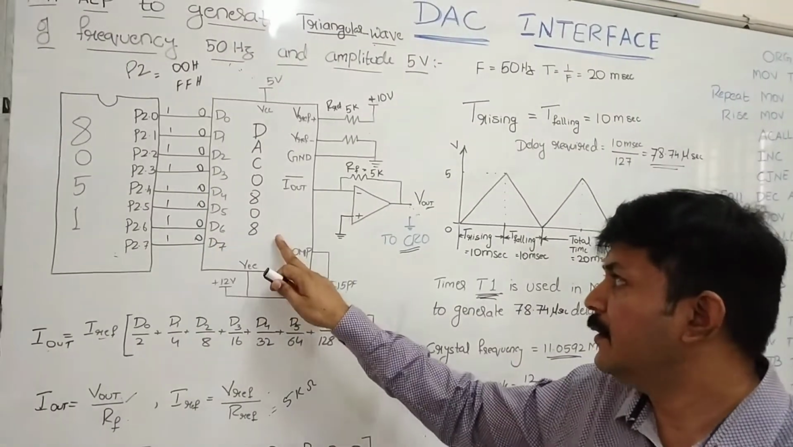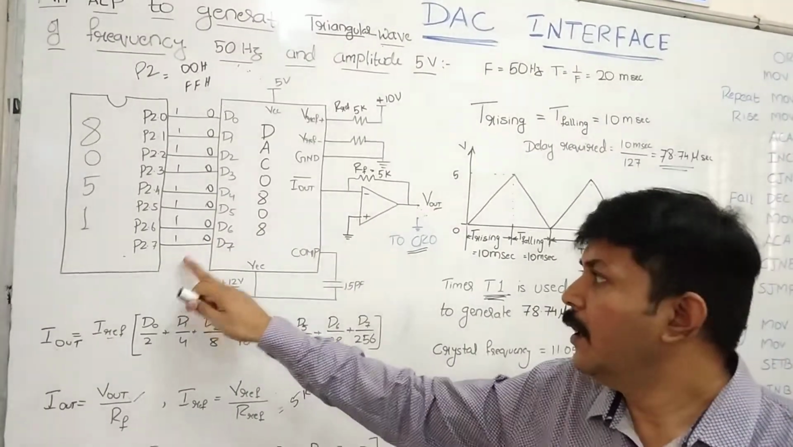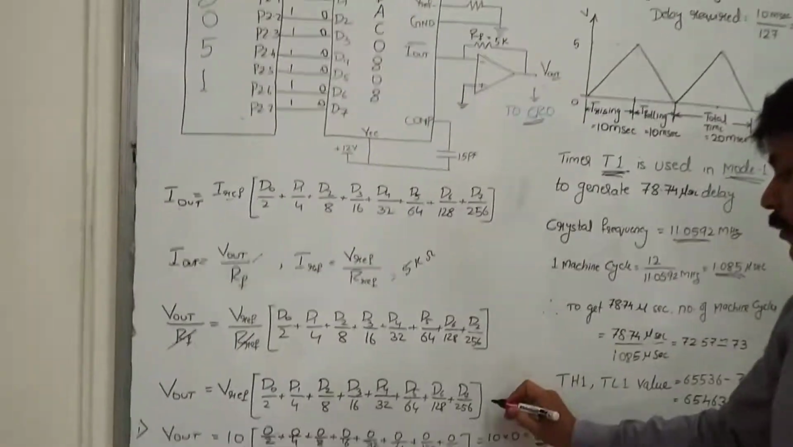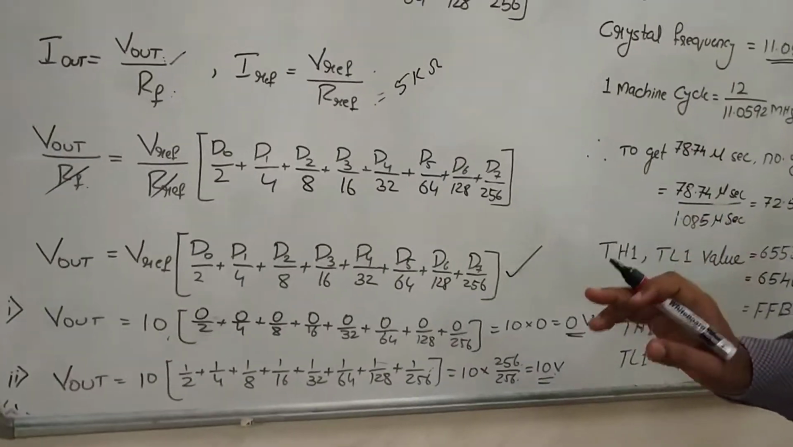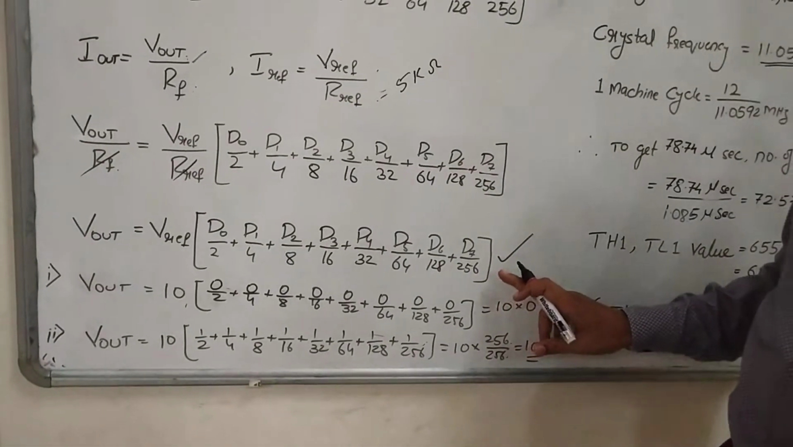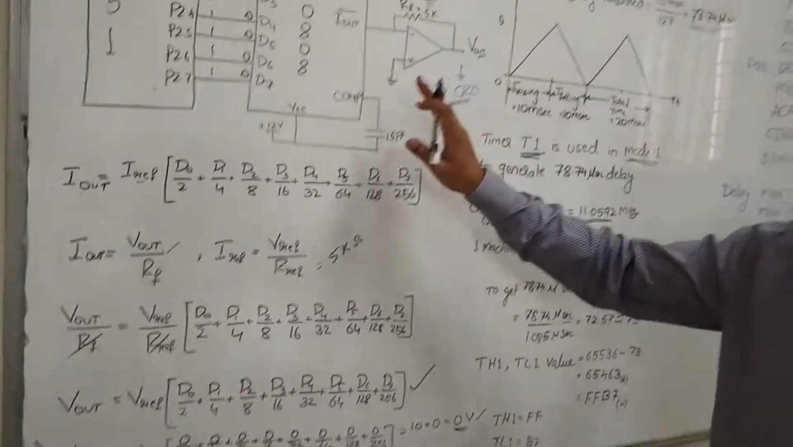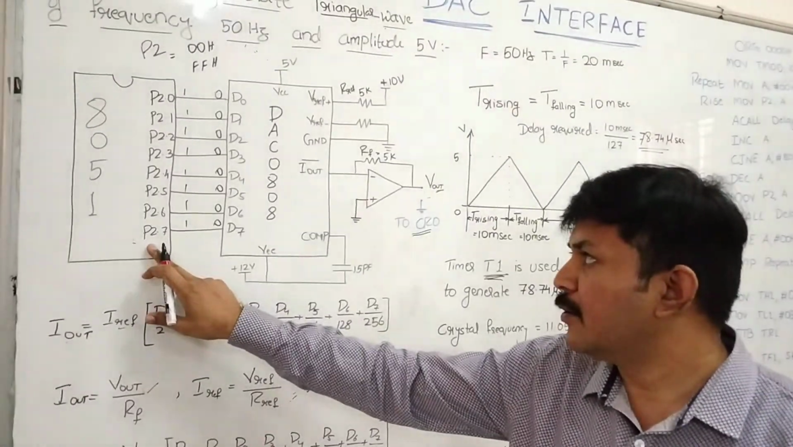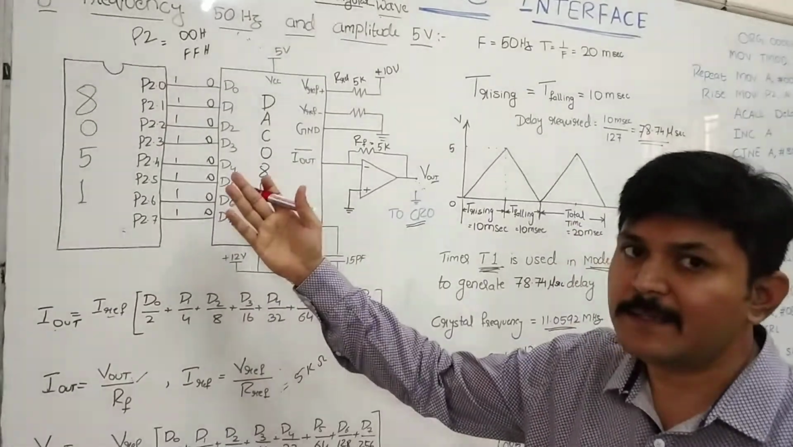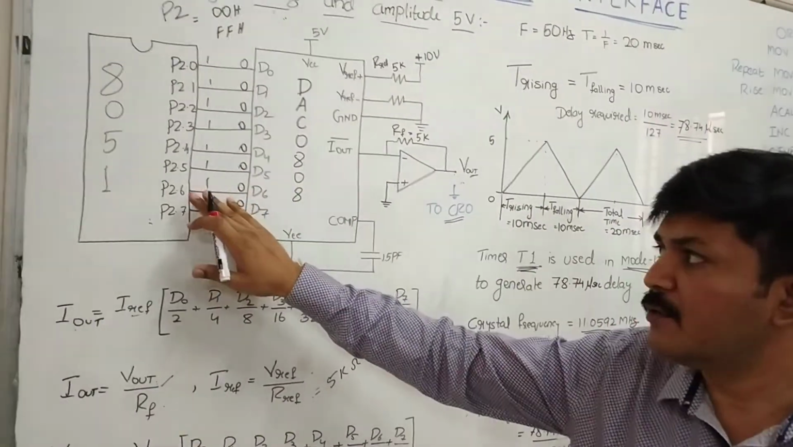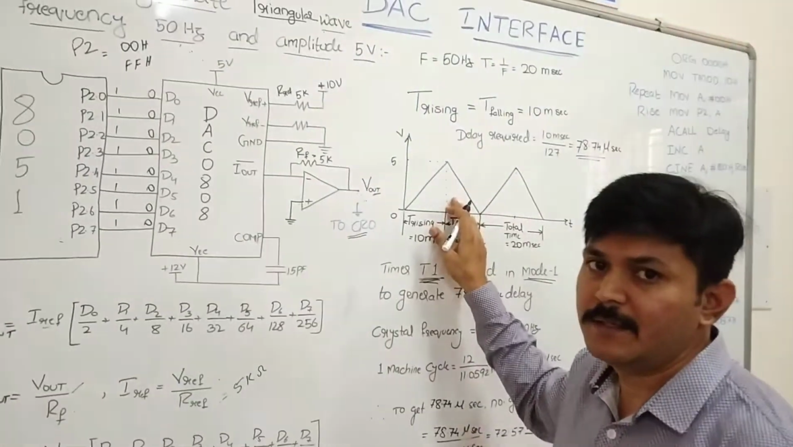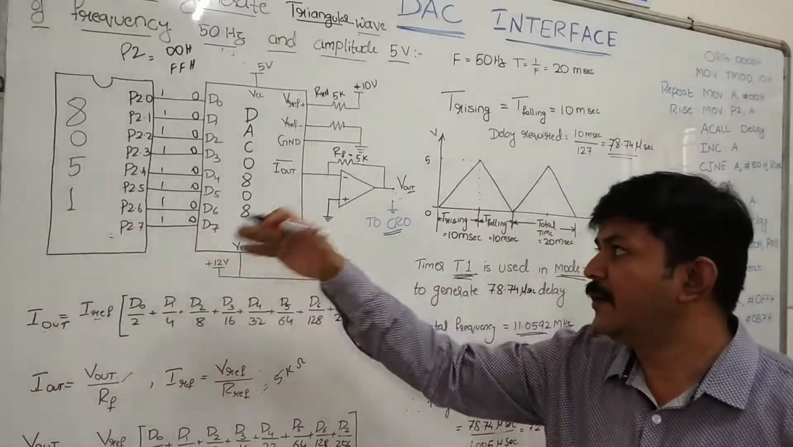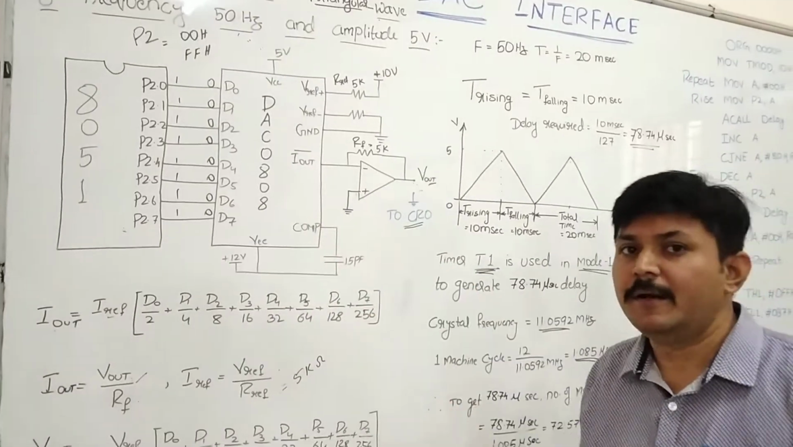I have connected the DAC IC to port 2, and this entire circuitry is represented by this expression. Whatever I explained in the square wave generation remains the same. The only difference is that the value supplied by the microcontroller through port 2 differs, and according to these values the waveform changes. So let's understand how these values are fed from the microcontroller to the DAC to generate the triangular wave.